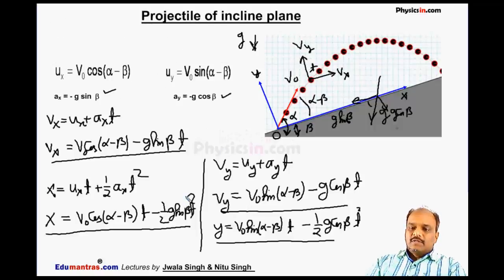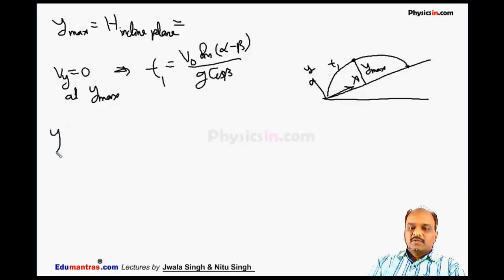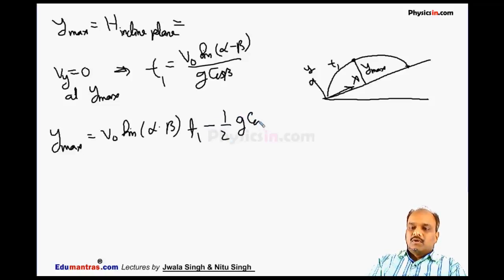In the same way, if I substitute the value of this t in this expression y, I will get the maximum value of y. So y max is equal to V0 sine alpha minus beta into t1 minus half g cos beta into t1 square. If I substitute the value of t1, V0 sine alpha minus beta divided by g cos beta, it will give me y max.